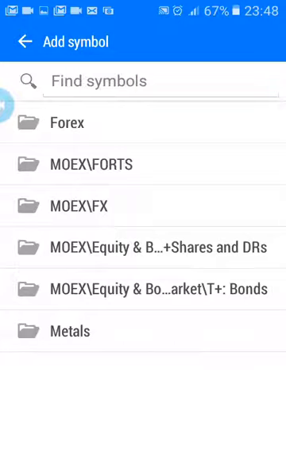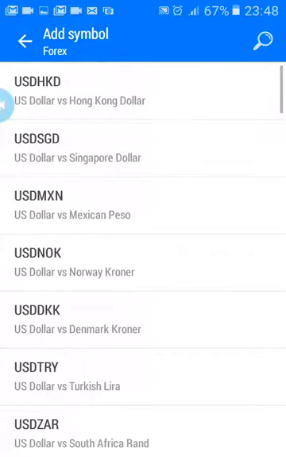Now this is where I'm at. I'm at the folder Forex. Another folder is MOEX Forex, MOEX FX, MOEX equity, shares, and so on, and the list goes on until metals. Now I want to add Forex currencies, so I'm opening that folder. Look at where it reflects. Okay, there it is. Now I'm inside symbols. We call these symbols, but these are codes. These are pairs of currencies.